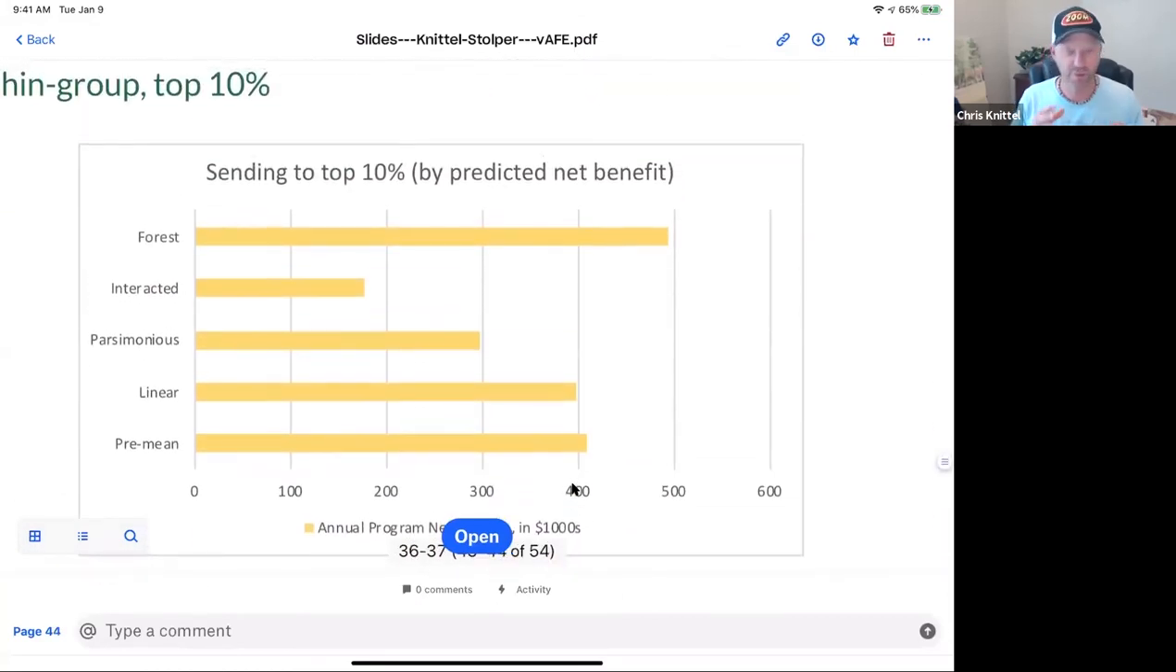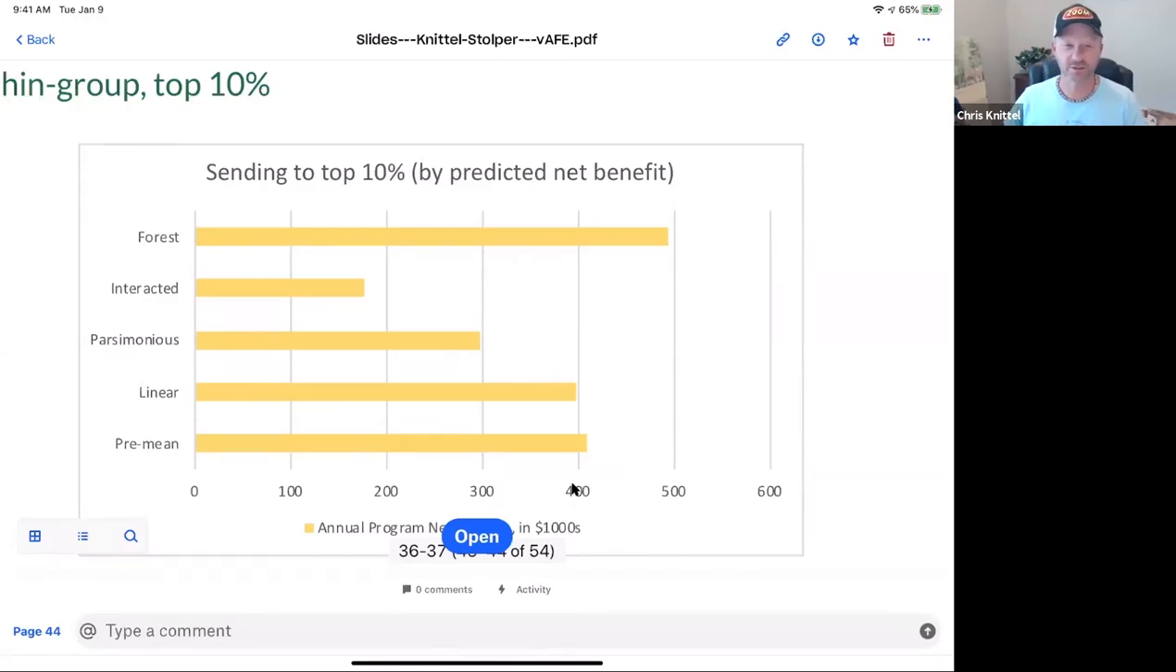Okay, so this is within group top 10%, right? So we're going to have all these methods say, you tell me who are the biggest savers, 10% savers, and then I'm going to send it to them, and then I'm going to estimate net benefits above the $7 marginal cost. So you can see here, the forest outperforms all of them, about a 20% increase better net benefits relative to a regression that just uses the pre-mean.